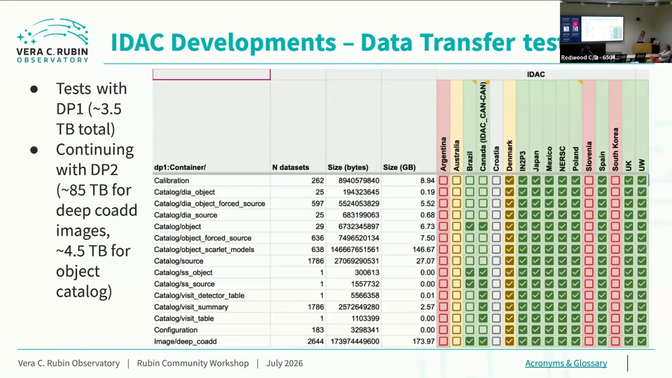So we've done many IDAC tests of transferring DP1 data, which was a 3.5 terabyte data set, to various IDACs for testing purposes. And we're now proceeding, I think shortly, with transferring DP2, which was just released yesterday. And the spreadsheet we used for planning purposes shows what data sets would be selected by which IDACs and whether they were ready to receive it. So eventually, I think fairly soon, this will all be green, which means that everybody's ready to receive data.